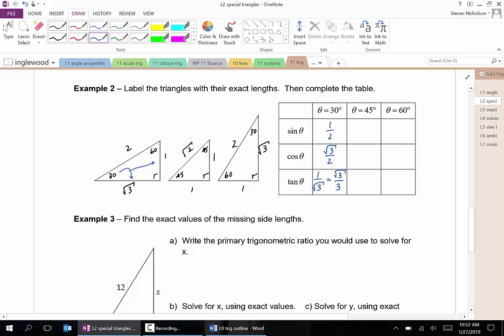And this is something that's nice to have beside you as you're going through your homework and you're doing some practice problems. So you don't have to worry about them too much. Okay, let's look at 45 degrees.